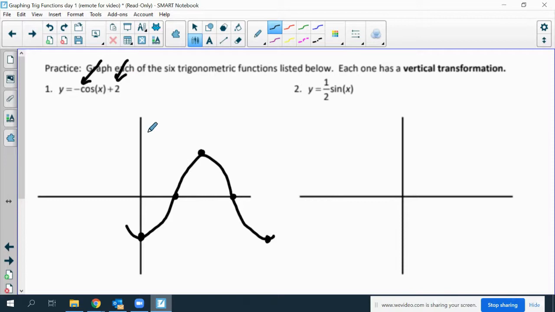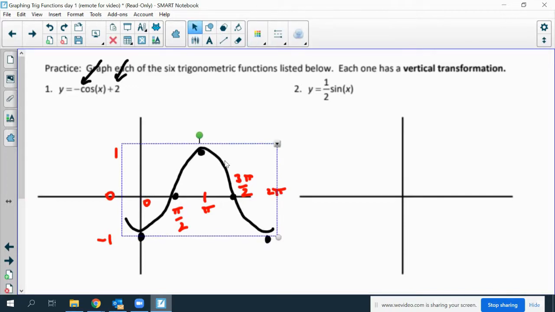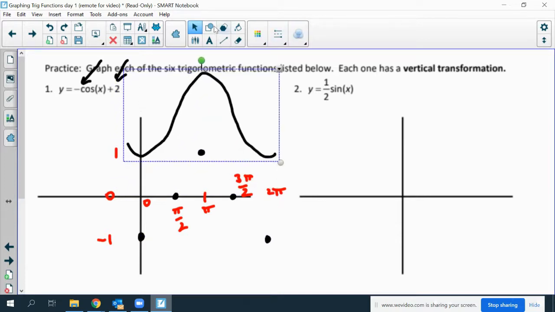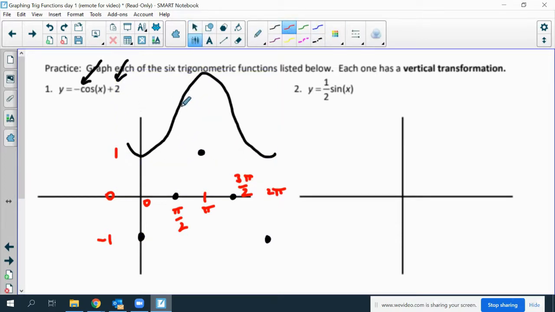And then the plus 2, that's going to do a vertical shift for me. So if this was 0, negative 1, and 1, at pi over 2, pi, 3 pi over 2, and 2 pi, all of these are going to shift up by 2. And so then my values are going to look something like this. So my lowest point will be 1 and my highest point will be 3. So I have this vertical shift up 2. So you can draw it like this. This is a very acceptable way of drawing it.